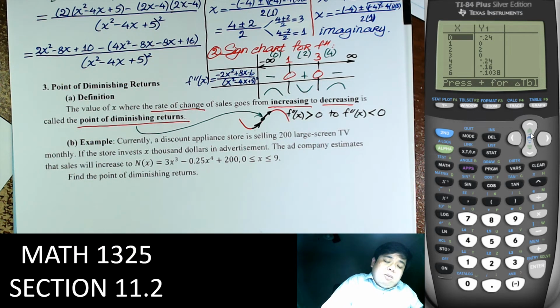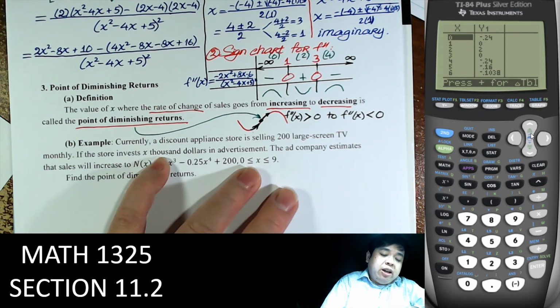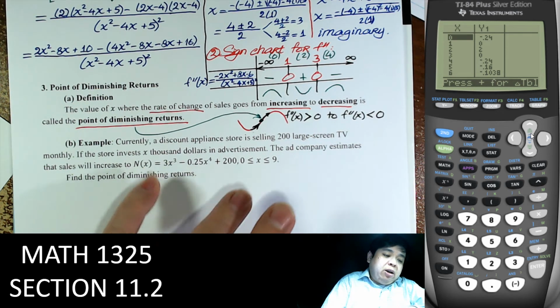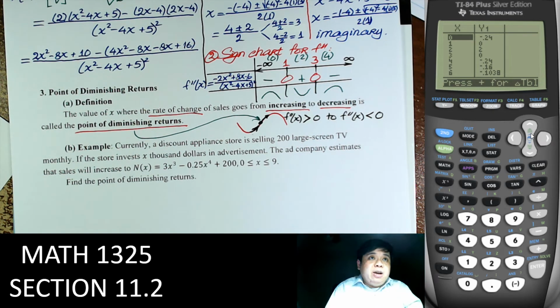Currently a discount appliance store is selling 200 large screen TVs monthly and wants to put x thousands of dollars in advertisement. The ad company estimates the sales will be this. Find the point of diminishing return.